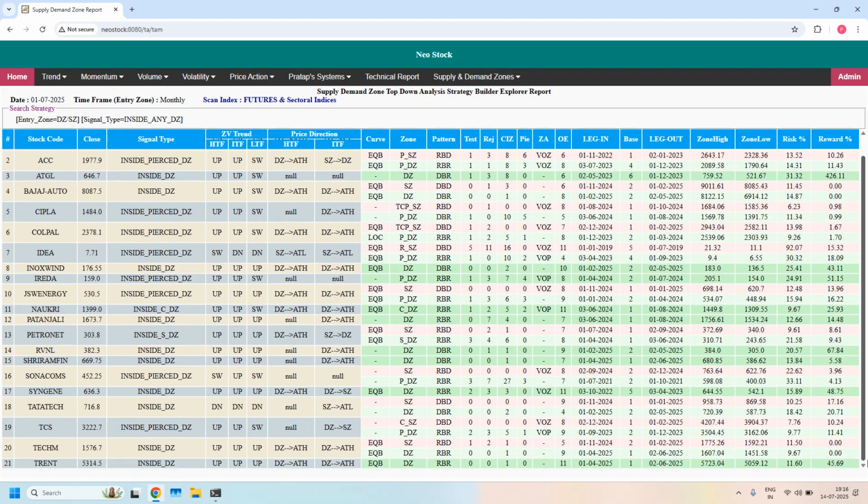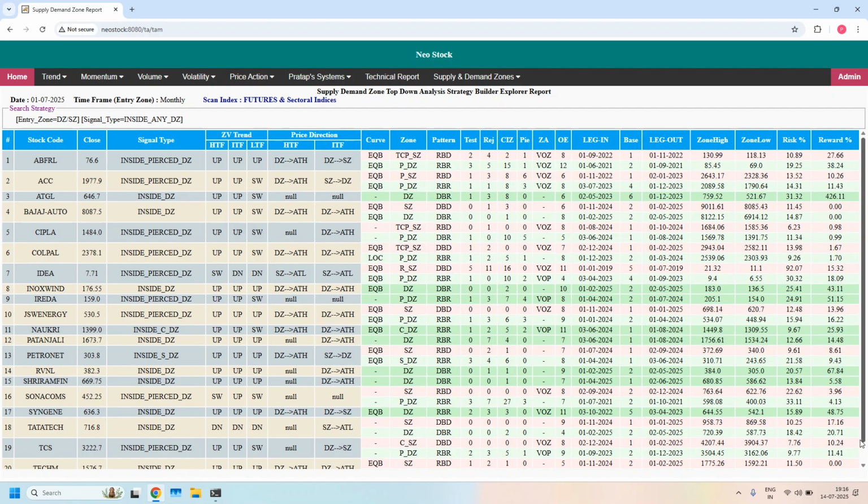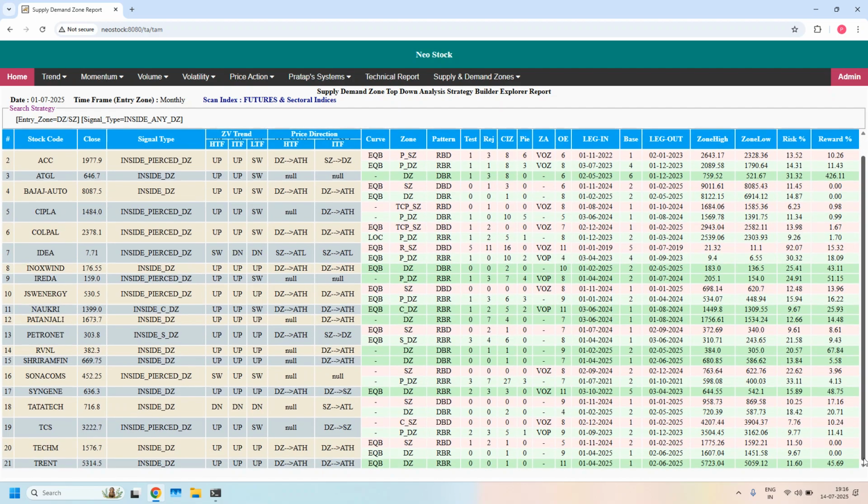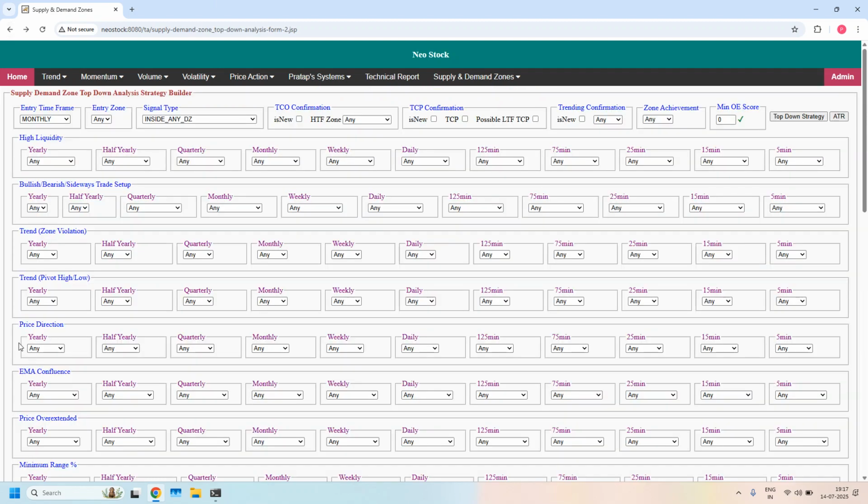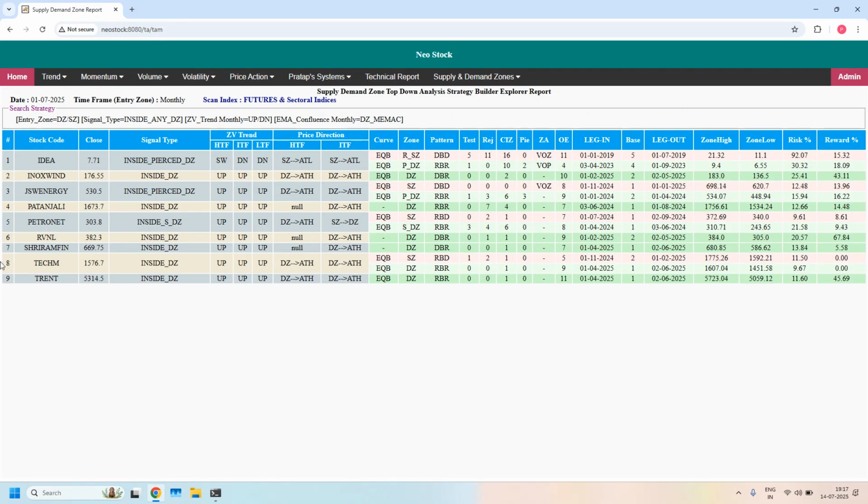We got 21 stocks. First 19, I'm scrolling the list down. So total 21. We can further filter with monthly EMA Confluence. Monthly demand zone having monthly EMA, and also trend on the monthly should not be sideways. It can be up or down. We got 9 stocks.